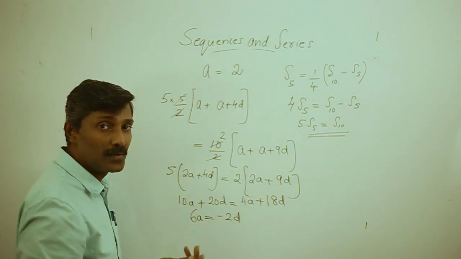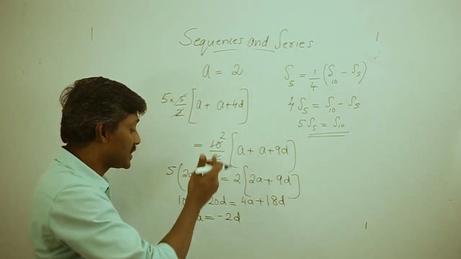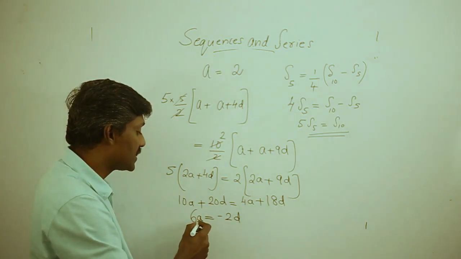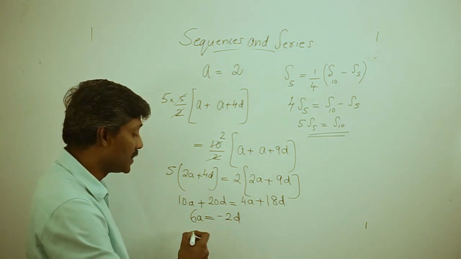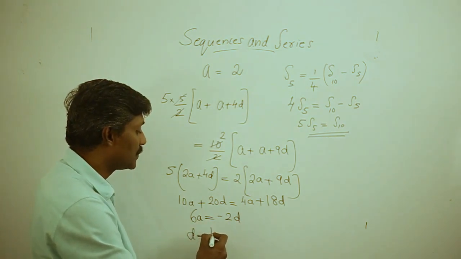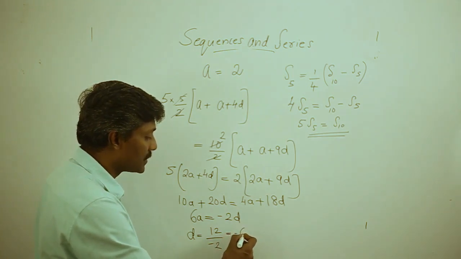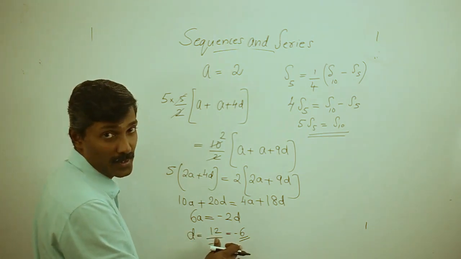But we know the value of A, right? A is given as 2. So let's substitute the value of A and you get the value of D. So 6 into 2 is 12. So 12 is equal to minus 2D. So D is equal to 12 divided by minus 2, which is nothing but minus 6. Right? So we got the value of D as minus 6.